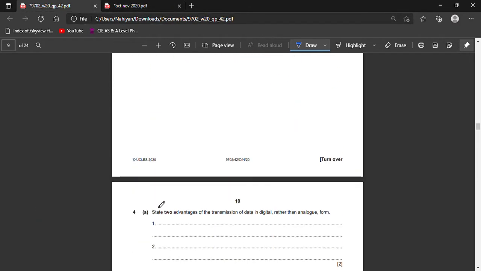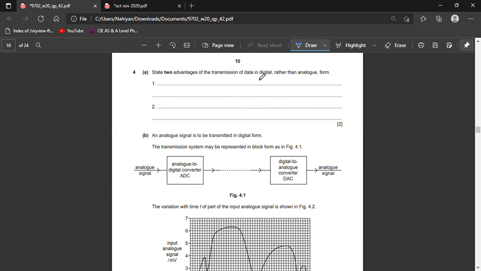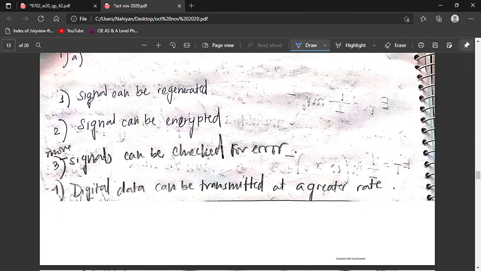Moving on, state two advantages of the transmission of data in digital. So this is pretty simple. In your book, you will have lots of advantages given, and among them, the points could be signals can be regenerated. Secondly, signals can be encrypted. You could send secure signals through digital data. You have to write only two, but for knowing purpose, I've mentioned two more. The signals can be checked for error, and digital data can be transmitted at a greater rate.